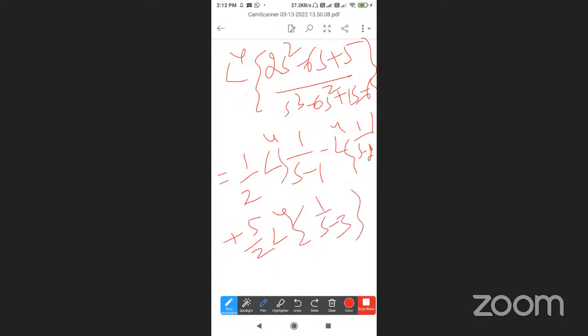The inverse Laplace transform of 1 by s minus 1 is e power of t. 1 by s minus 2 is e power of 2t. 1 by s minus 3 is e power of 3t. So the answer is 1 by 2 e power of t minus e power of 2t plus 5 by 2 into e power of 3t. That is the answer. So next question.